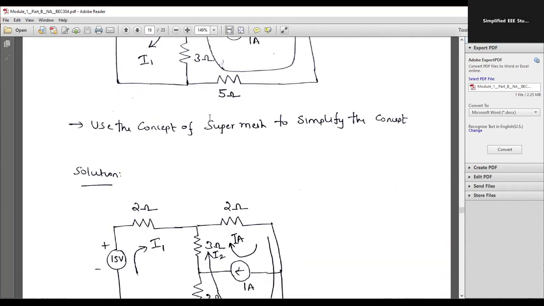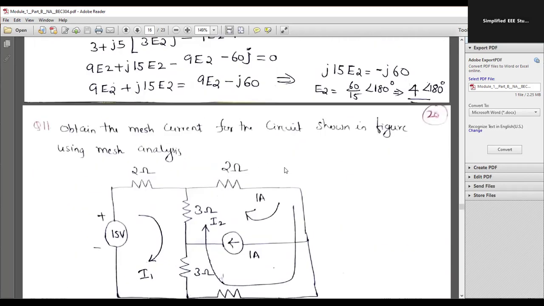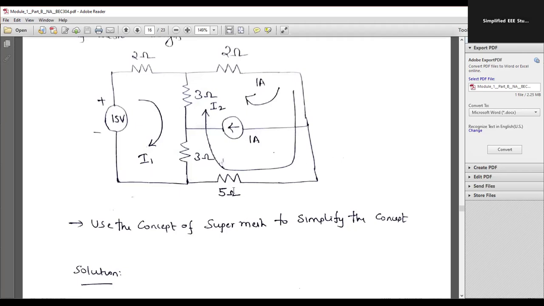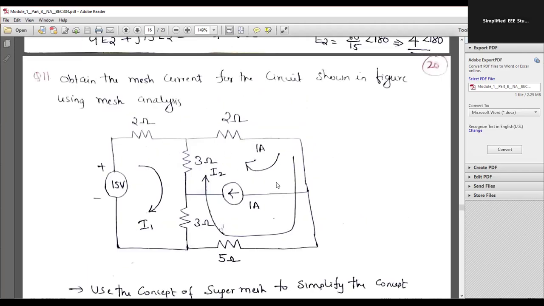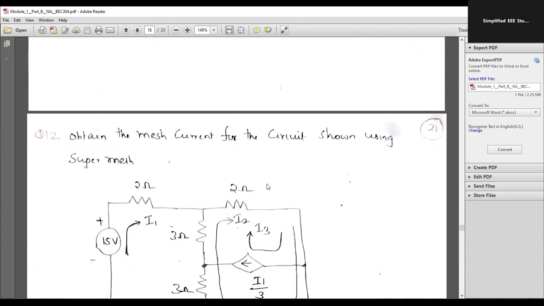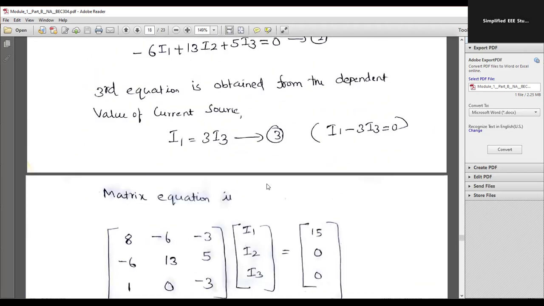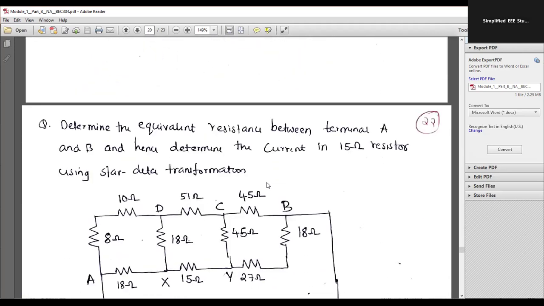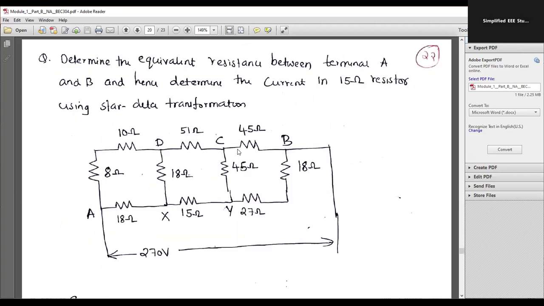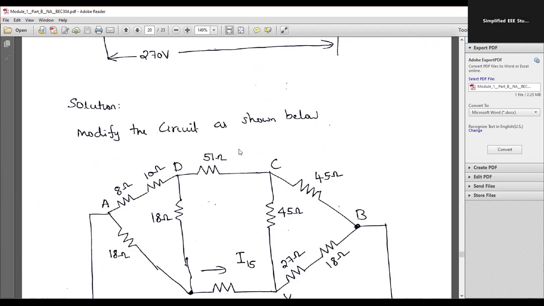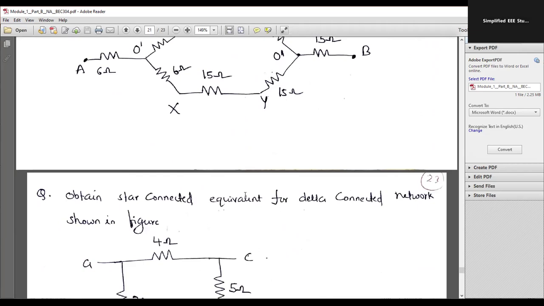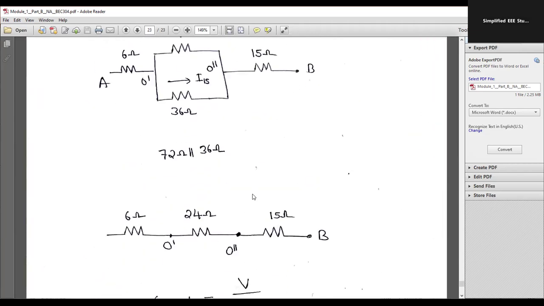Then you should know about Cramer's rule, and also the concept of super mesh. The super mesh concept you should know. If you see these kinds of problems, you apply the concept of super mesh, so it will be easy to solve. Have a look at the concept of super mesh, then it will be easy for you. There are problems where we can make use of super mesh and source shifting, source transformation. If you solve these kinds of problems, that will be easy for you.